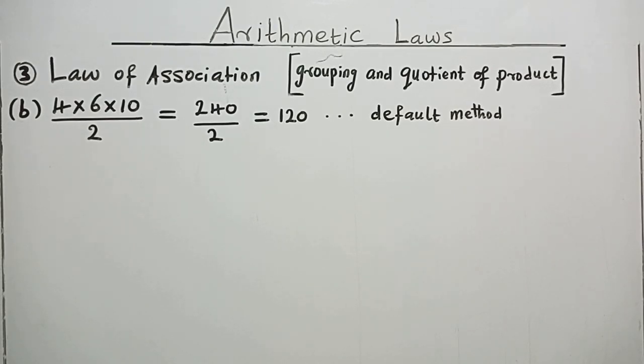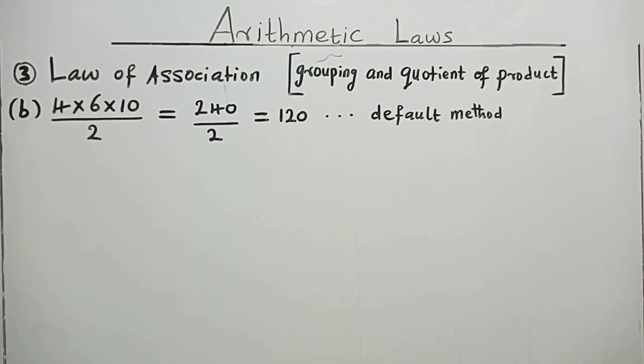Any other method that will help us get 120 as the answer and which remains consistent afterwards will be regarded as an alternative method of carrying out this number operation. Don't forget that this is a quotient of products. This 120 is a quotient of products. 4 times 6 times 10 is a product, and then the quotient is the answer we get after division.